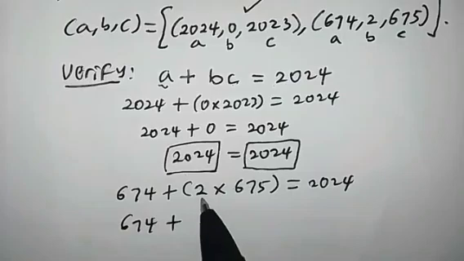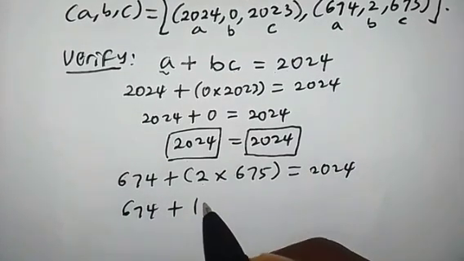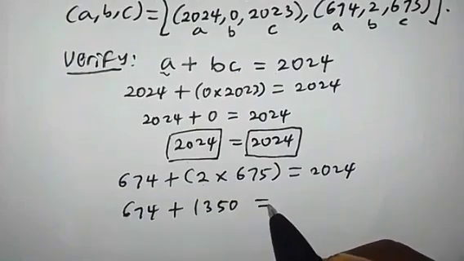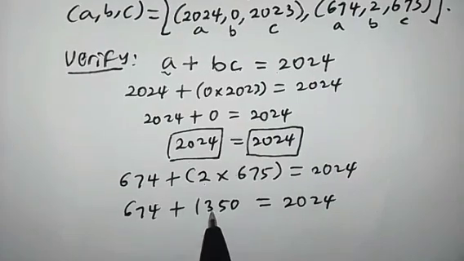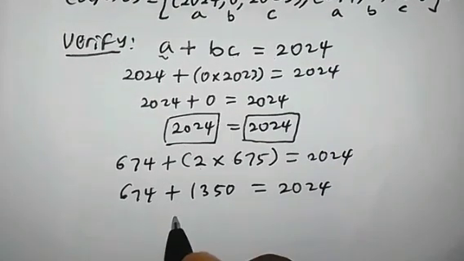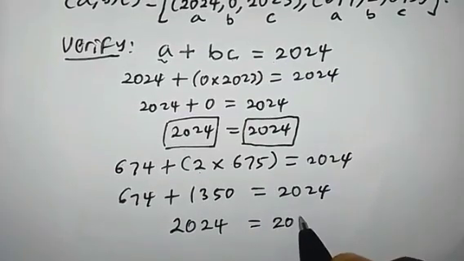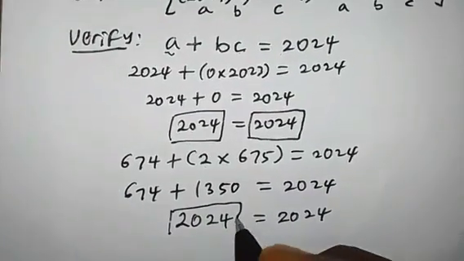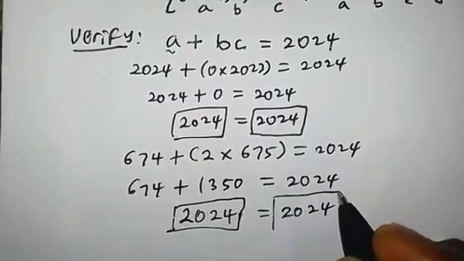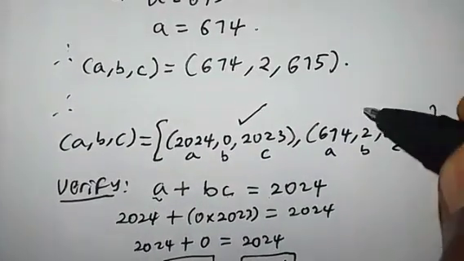674 plus 2 times 675, that is 1350, equal to 2024. 674 plus 1350, if you add it very well, you're going to have 2024 equal to 2024. You will observe that the left hand side is the same thing as the right hand side. That means, indeed, the second solution also is correct.